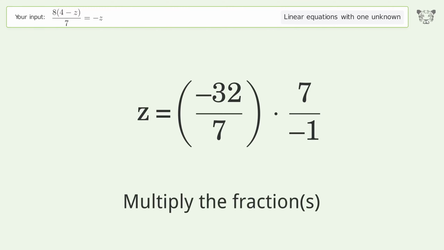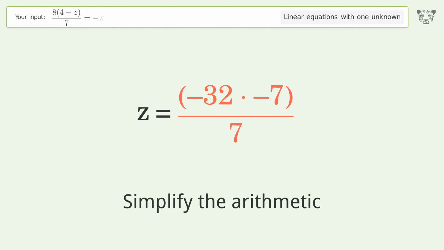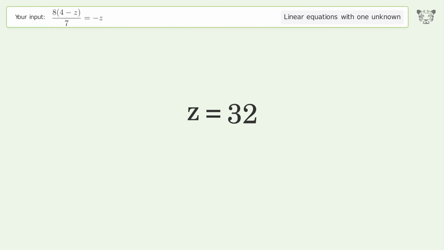Multiply the fractions. Simplify the arithmetic. And so the final result is z equals 32.